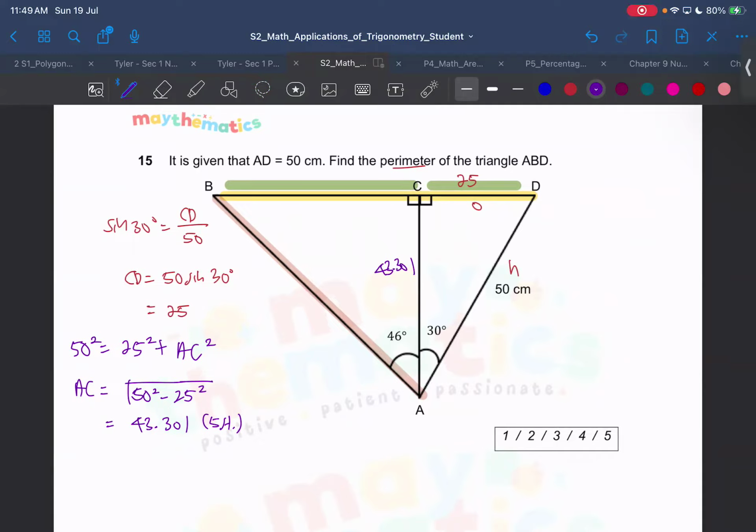Okay, so yeah, I found AC already. Then what else? Can I find BC now? Can, right? One side and one angle is enough already. So this is again your O and A, so it's tangent. Okay, do you all get this? Those who tried.